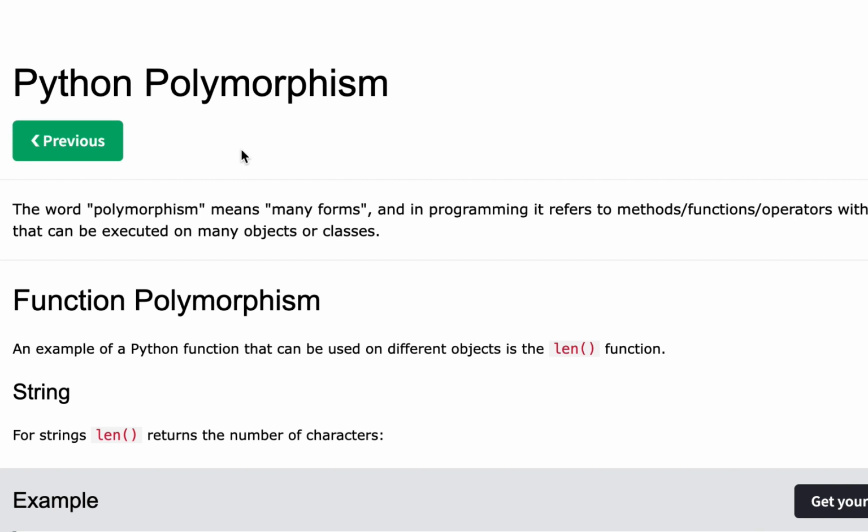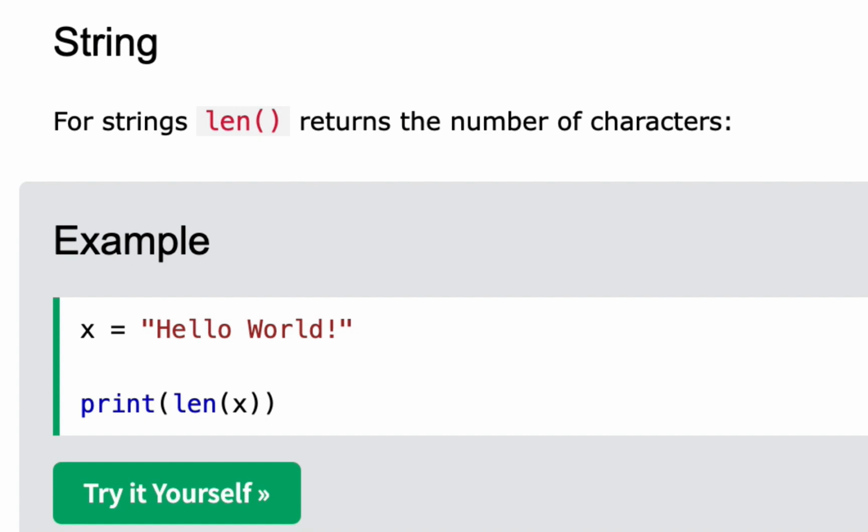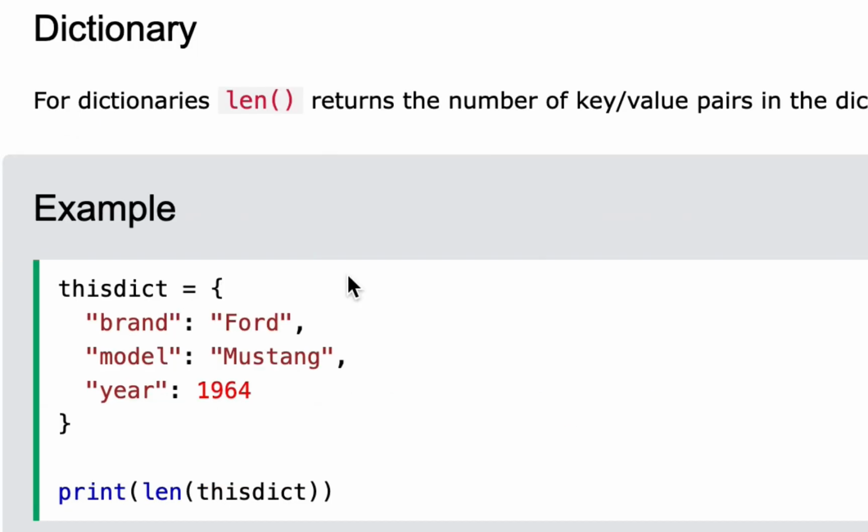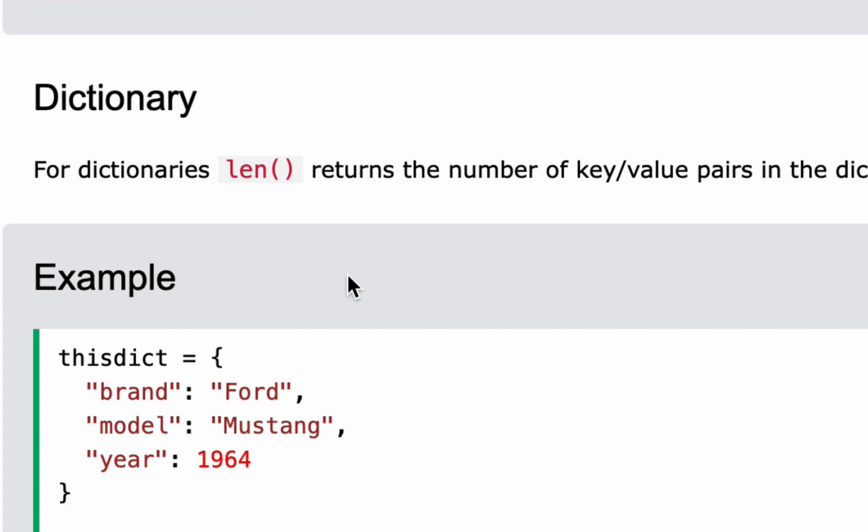Function polymorphism. An example of a Python function that can be used on different objects is the len function. For strings, the len function returns the number of characters. In tuples, the len function returns the number of items in the tuple. For dictionaries, the len function returns the number of key-value pairs in the dictionary.